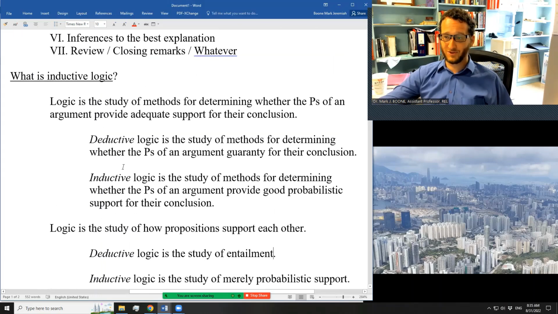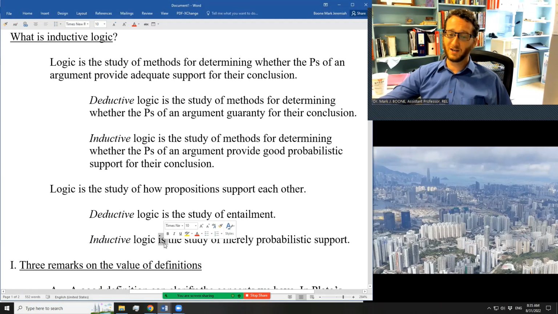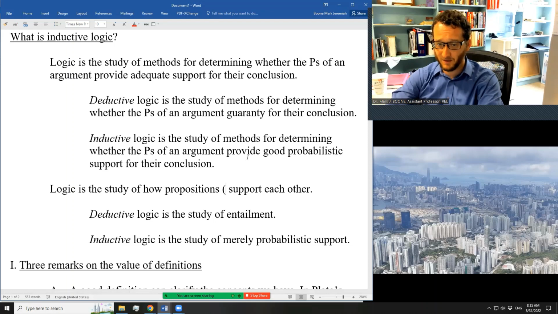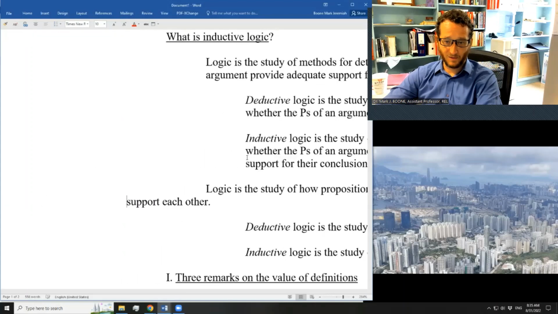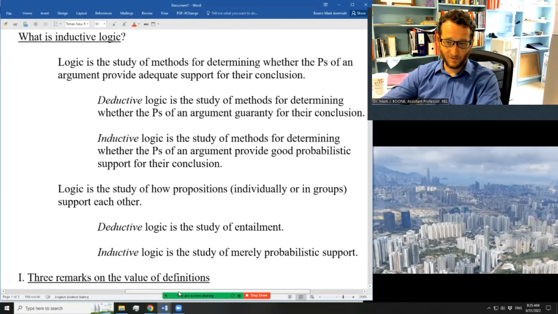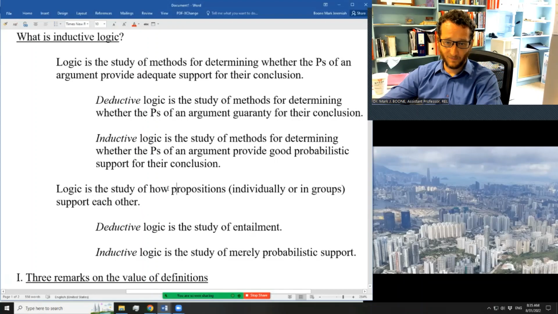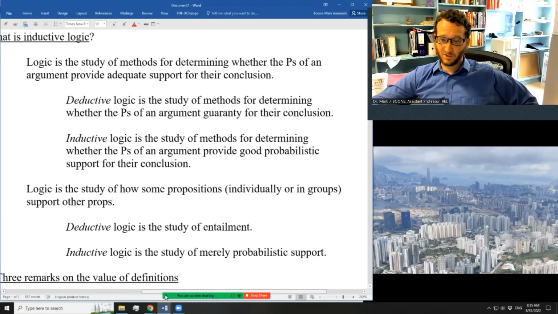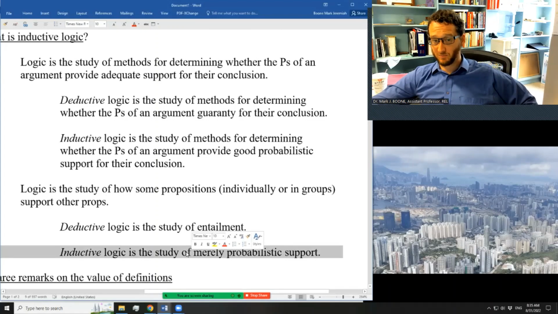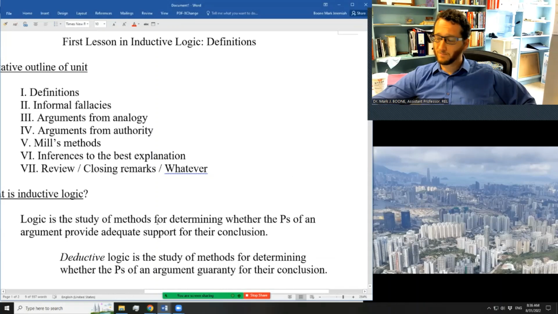That's a brief definition of what the heck is inductive logic. Oh, well, you know what? Inductive logic is the study of merely probabilistic support between propositions. And maybe I should also specify in what I've typed up here. Logic is the study of how some propositions, individually or in groups, support other propositions, and inductive logic is the study of merely probabilistic support from some propositions to others.